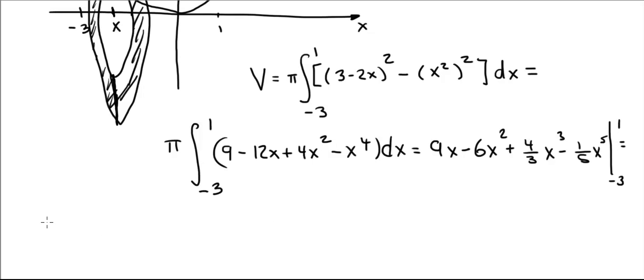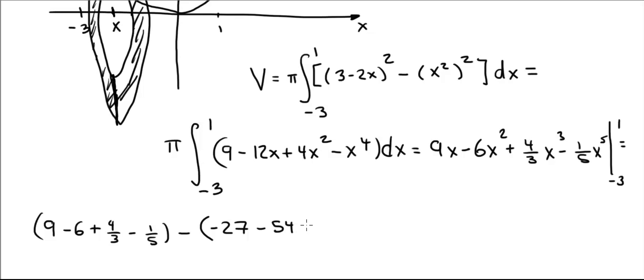So plugging 1 in, we get 9 minus 6 plus 4/3 minus 1/5. And then if we plug in negative 3, we get minus 27. And the negative 6 times positive 9 would be minus 54. Then we have minus 3 cubed, which is minus 27 over 3. That's minus 9 times 4. That's minus 36. And we have negative 3 to the 5th, which is 243. Minus and a minus, that will be plus 243 divided by 5.